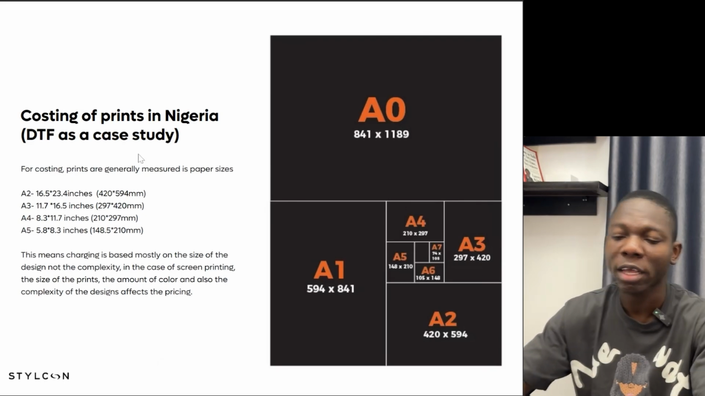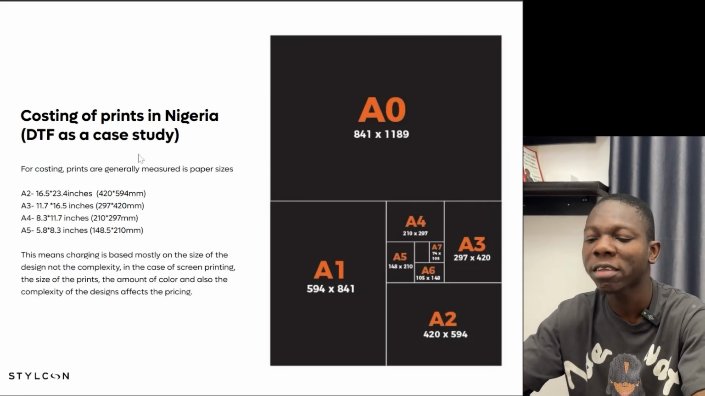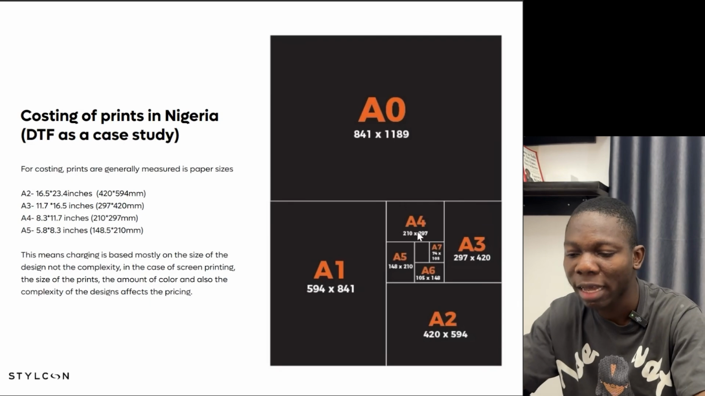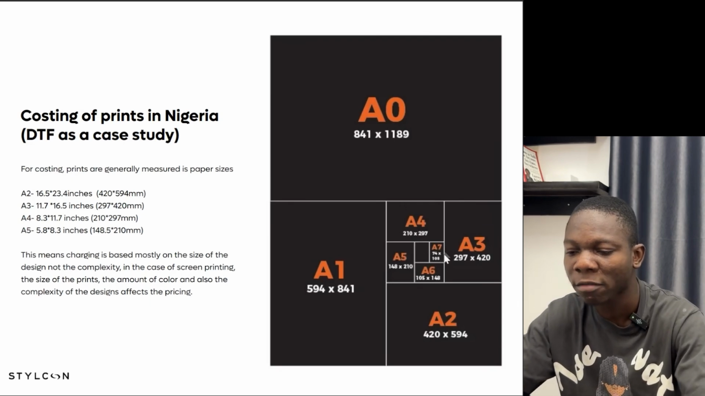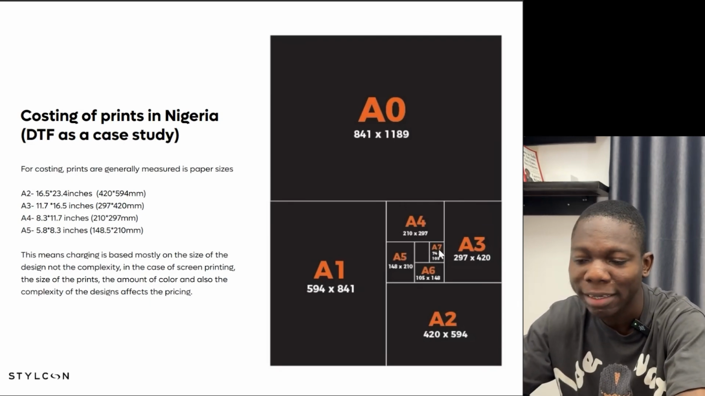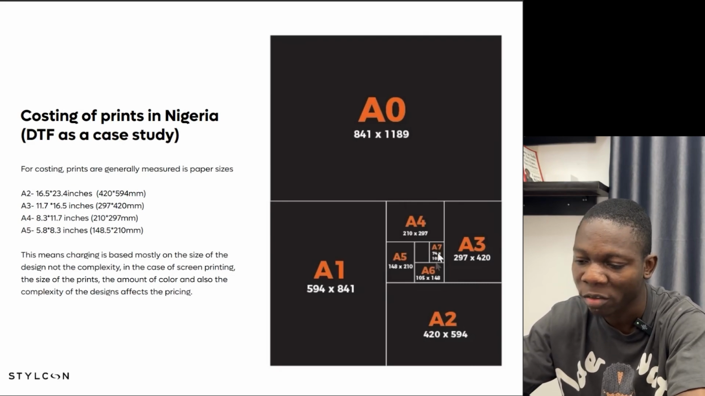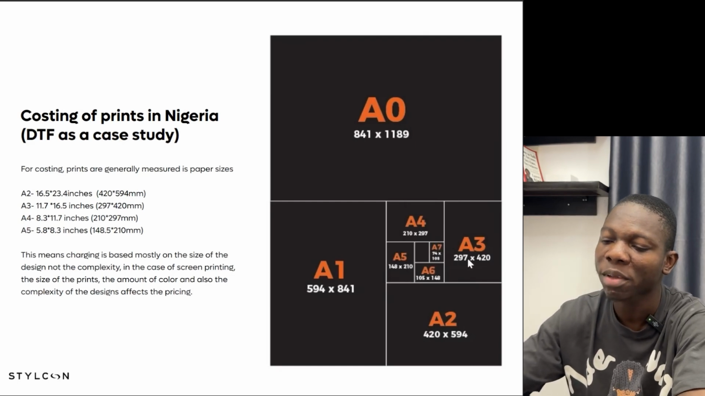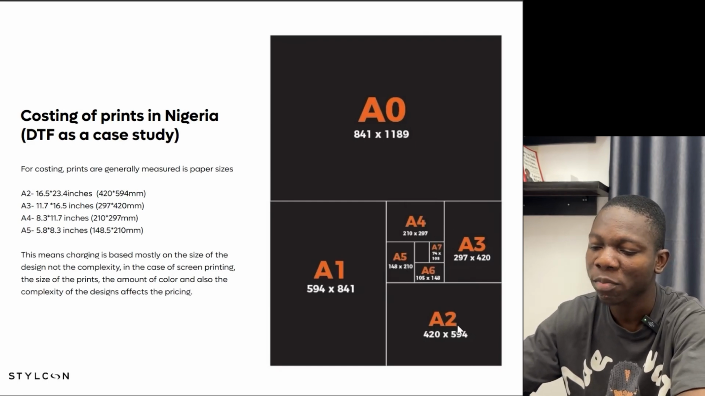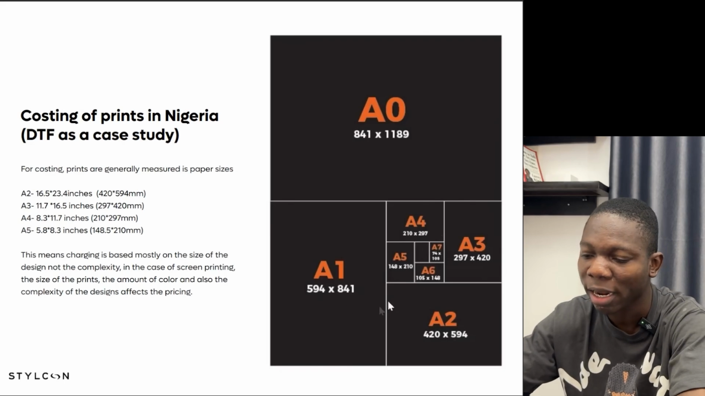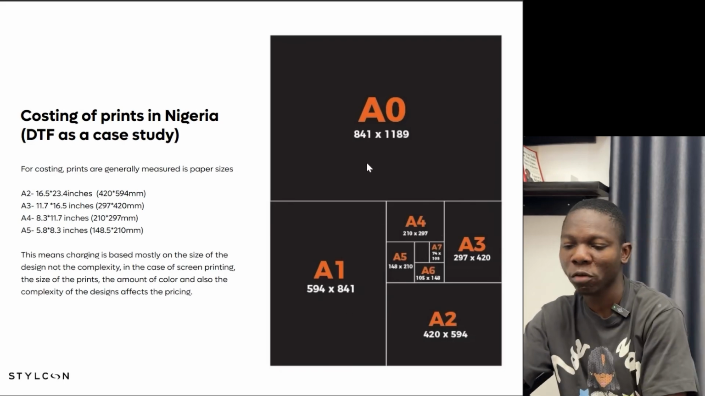But I'm now taking just DTF. For a DTF, you can see this. You can see an A5, an A6, and A7. So the higher the number, the lesser the paper size. So you can see A7 is smaller, A6 is bigger than A7, A5 is bigger than both of them, A4 is bigger than A5, A3 is bigger than A4, A2 is bigger than A3, A1 is bigger than A2, and A0 is the biggest of them all.